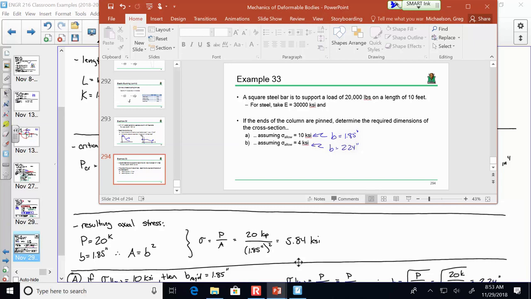Now, one interesting thing about buckling: what if instead of assuming sigma allowable is 10 KSI, sigma allowable was 100 KSI? Would this value change any? You could make it smaller. No, because it's going to buckle elastically, right? Remember, this 1.85 had absolutely nothing to do with allowable stresses, right?